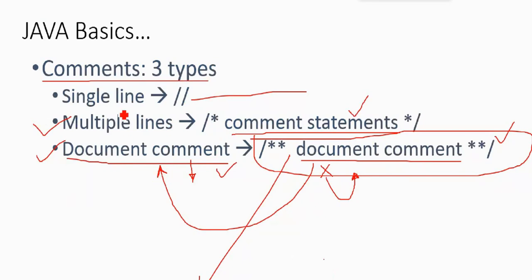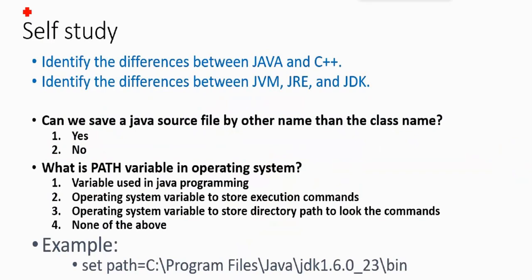So this is about the 3 types of comments available in Java, and you can identify yourself. This is a self-study: identify the difference between Java and C++. Also go through this and identify the difference between JVM, JRE and JDK. I already mentioned what the purpose of JVM is, what JDK is, and that JRE is also there. So just go through the net and identify the differences between JVM, JRE and JDK.